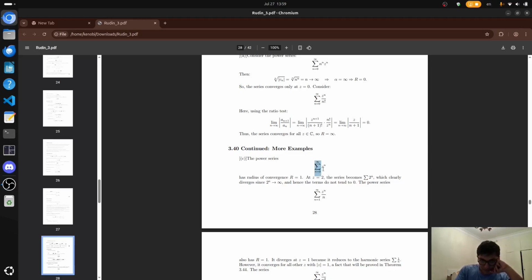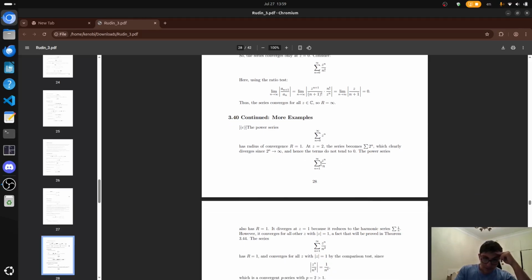That's basically the thing we proved earlier. This is basically the same series. This series also has r equals 1, because the nth root of 1 over n is going to give you 1 as n goes to infinity. And it fails at z equals 1 because it's going to give you the harmonic series, the sum of 1 over n, which diverges.